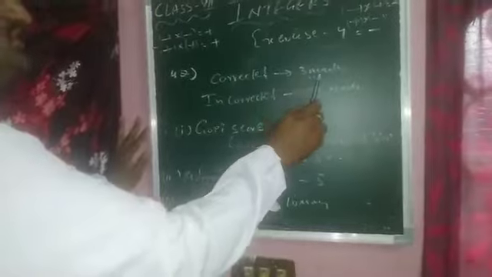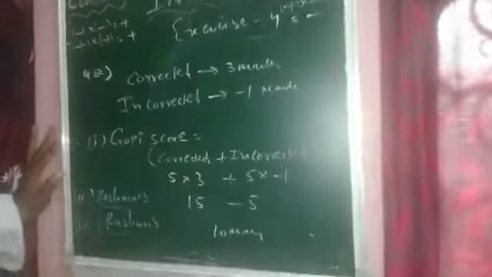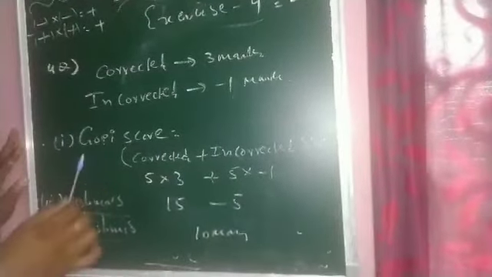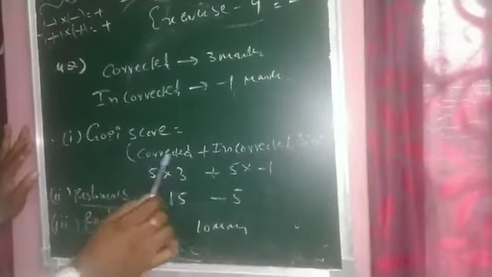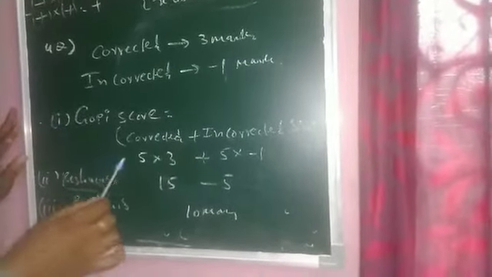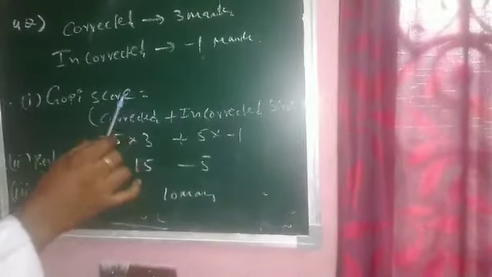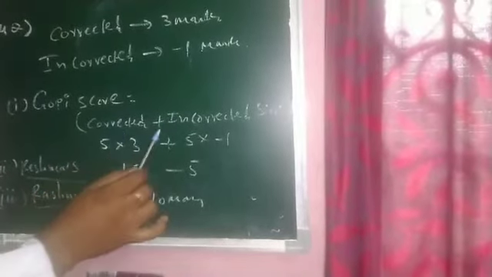For every correct question, 3 marks are given, and for an incorrect question, minus 1 mark is awarded. Observing Gopi, 5 questions are correct and 5 are incorrect. He attempted all 10 questions. Now, for the full score, we take the marks for correct answers plus the marks for incorrect answers.